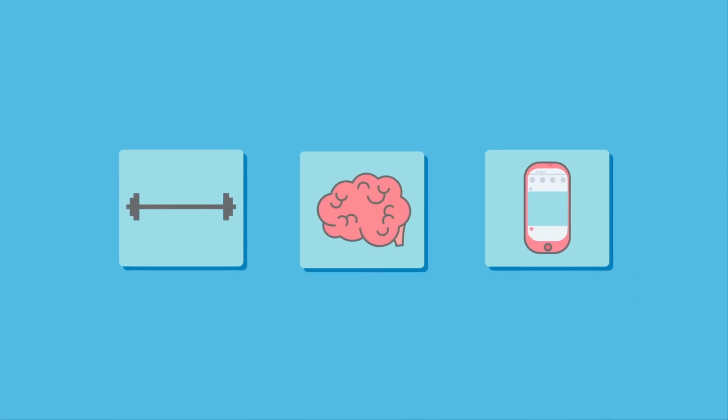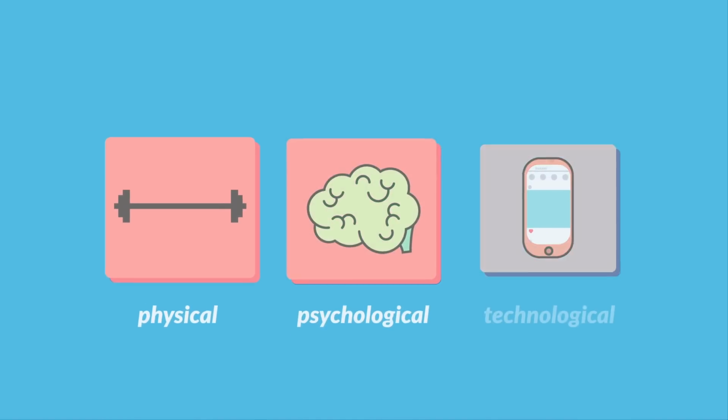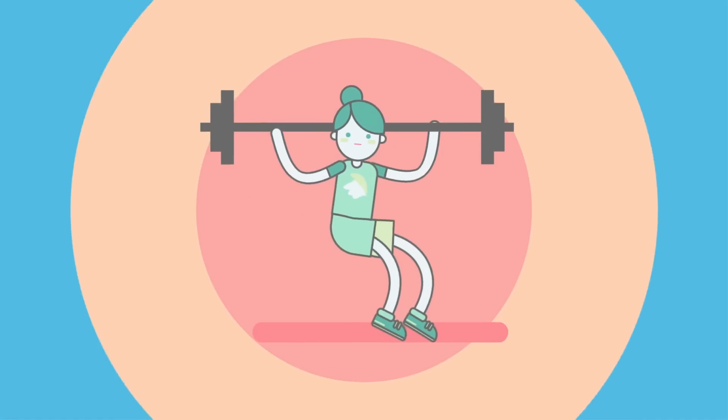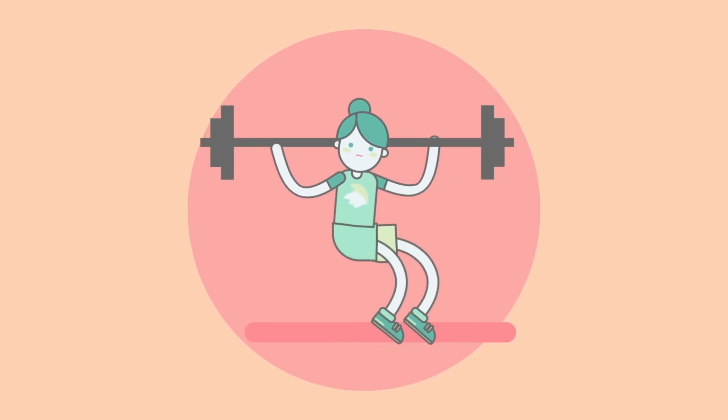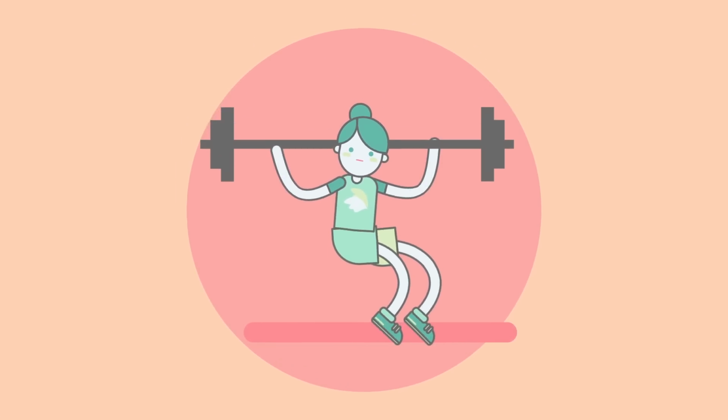How do you do this? By improving your strength. We'll discuss 3 different kinds of strength: physical, psychological, and technological. The first is physical. By having a stronger body, you'll expend less energy doing things. Your body is just more efficient.